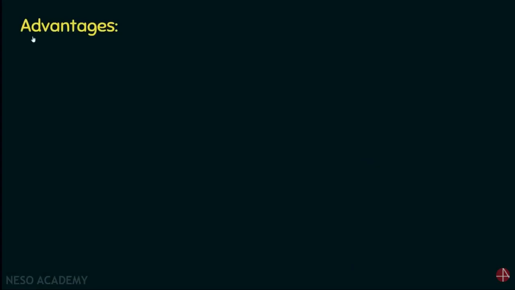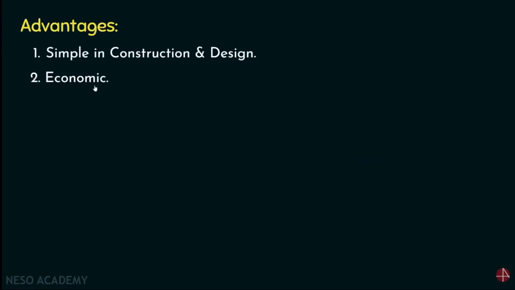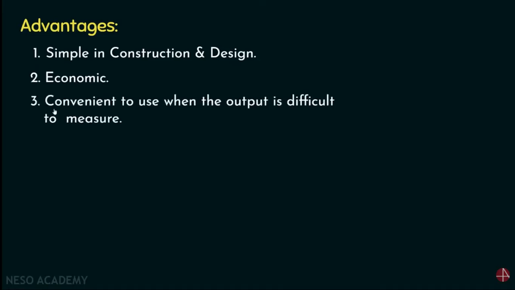The first advantage of any open loop system is that it is simple in construction and design because it does not have a complex mechanism. Also, it is economic because it does not have many elements present in it and the circuitry is simple. Also, it is convenient to use when the output is difficult to measure. So we have some advantages of using open loop systems, but on the other hand, we also have some disadvantages.